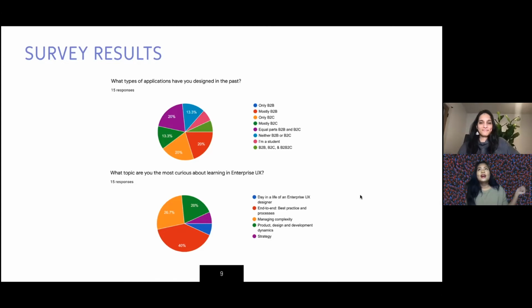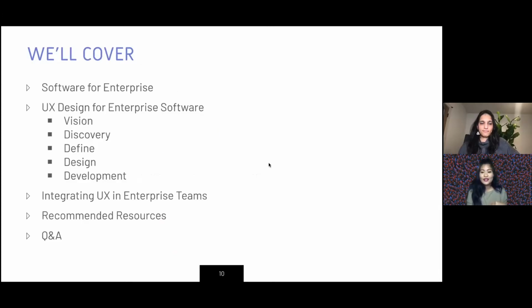Now, in terms of what we'll cover today, we are going to define enterprise UX in the best way that we can. And then we're going to talk through the process of how we deliver product out in the market, and then afterwards integrate UX and enterprise teams.